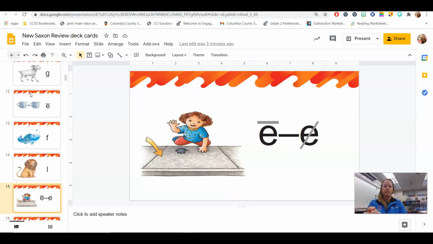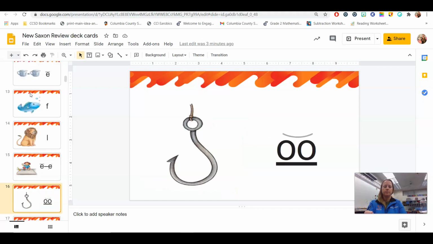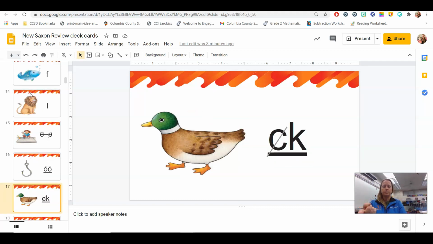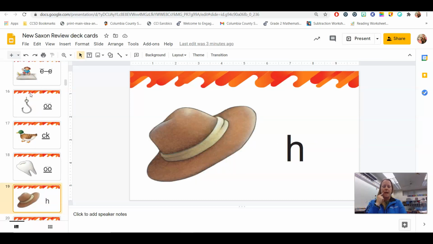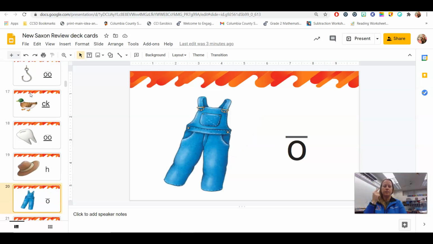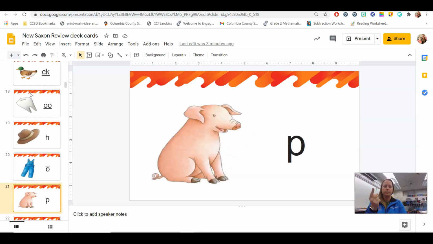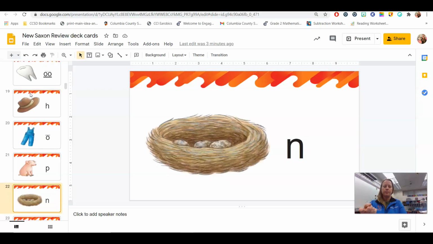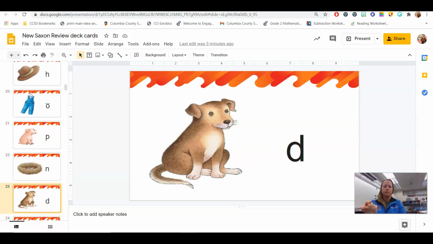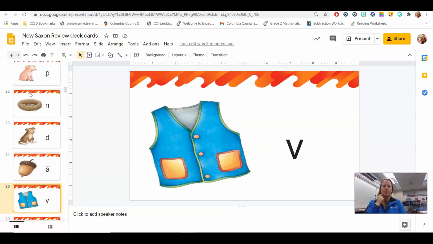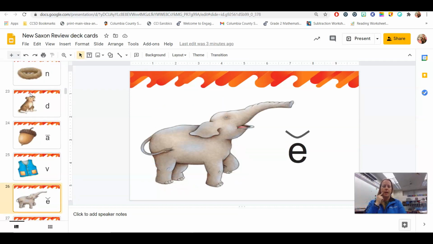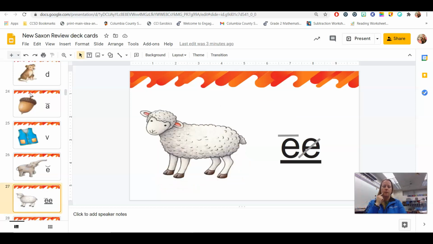Concrete, e. Hook, u. Duck, k. Tooth, u. Hat, h. Overalls, o. Pig, p. Nest, n. Dog, d. Acorn, a. Vest, v. Elephant, e. Sheep, e.